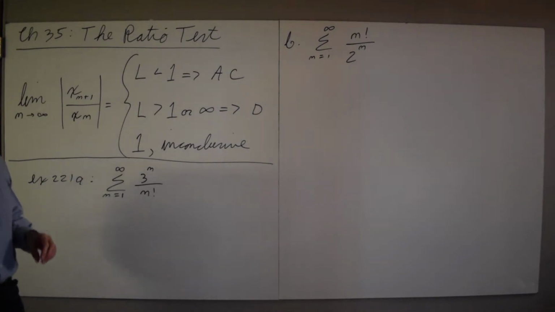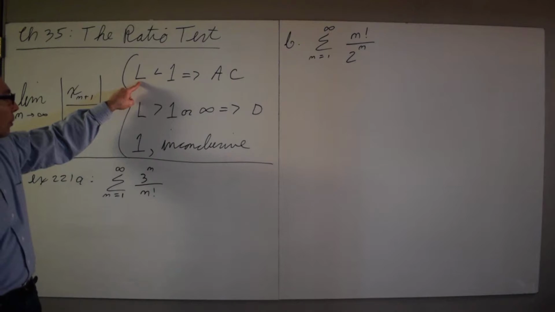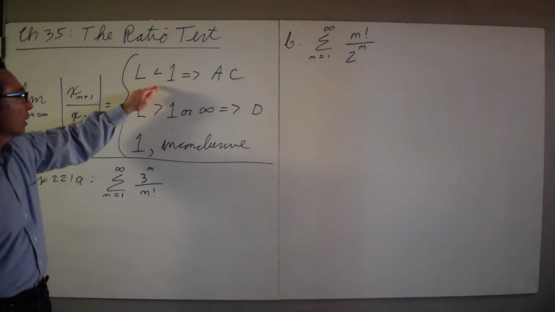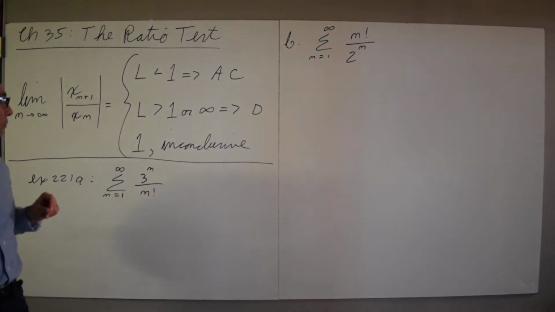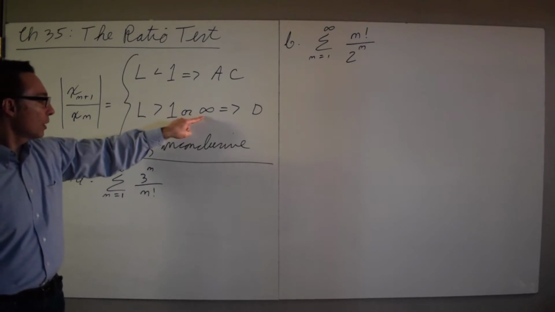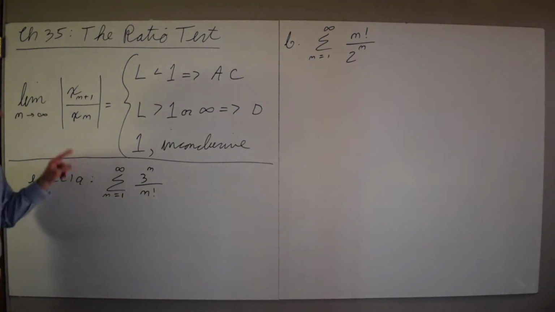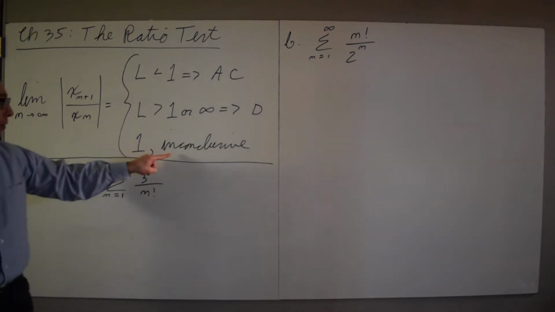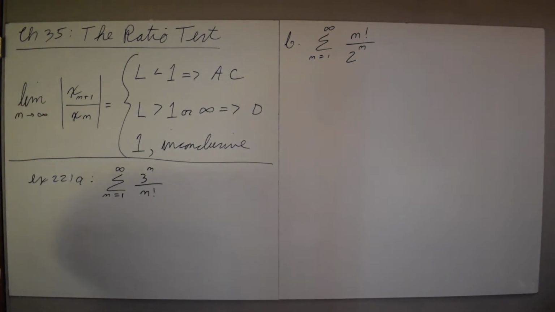And one of three things will happen. The limit is equal to some number which is strictly less than 1. That implies that the series is absolutely convergent. If the limit is a number strictly greater than 1 or infinity, then the series is divergent. But what happens if the limit actually is equal to 1? Then your test is inconclusive. So we'll have to try another test.